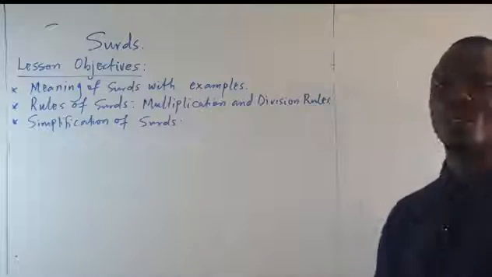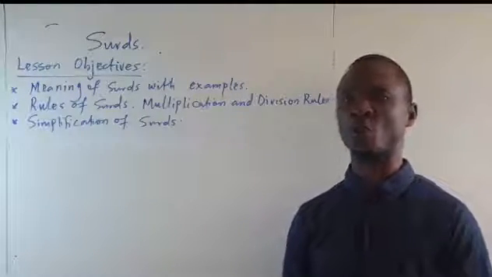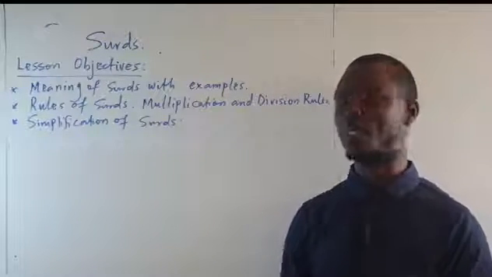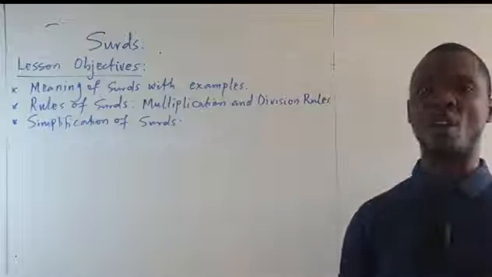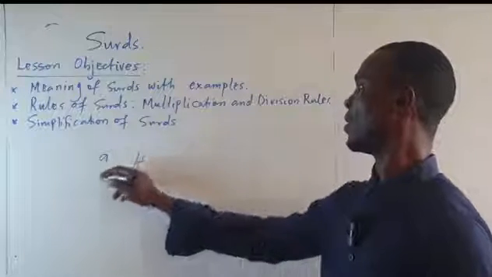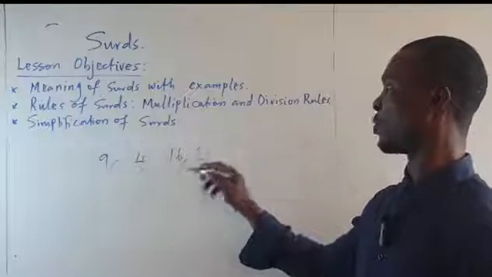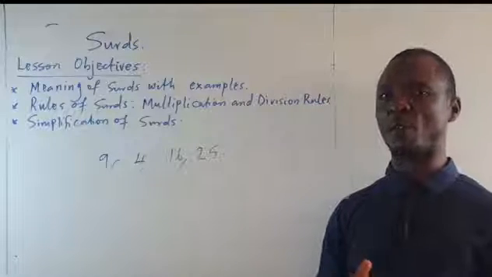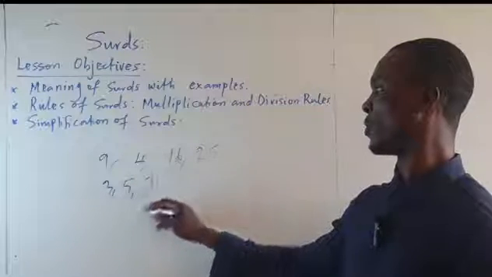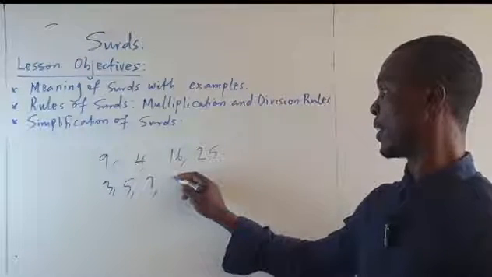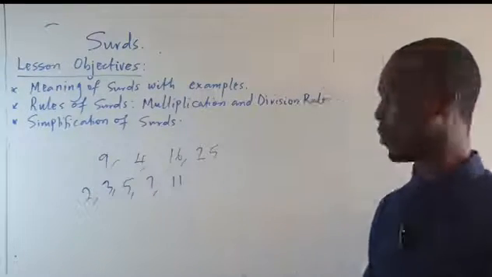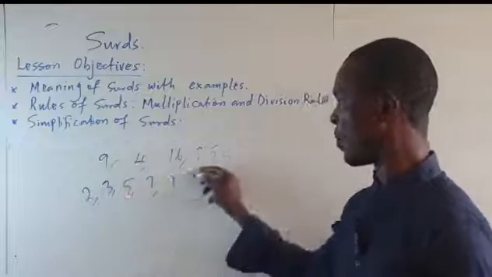So what is a surd? A surd simply means the square root of non-perfect square numbers. What do I mean by this? As we know, we have perfect square numbers such as 9, 4, 16, 25, and so on. And we have non-perfect square numbers such as 3, 5, 7, 11, then 2 as well. They are all non-perfect square numbers.